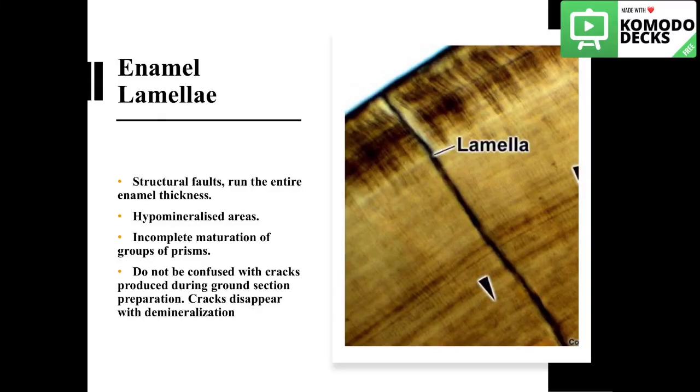Another structure that can be seen in the enamel and at the dentino-enamel junction is the enamel lamella. It's a structural fold that runs the entire enamel thickness, from the surface to the dentino-enamel junction. They are hypomineralized areas because incomplete maturation of groups of prisms had happened there.